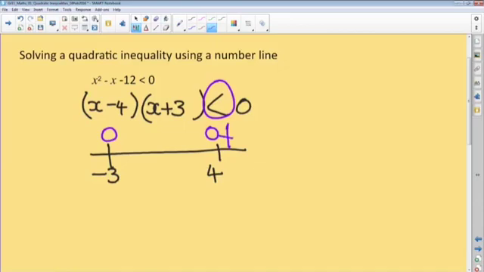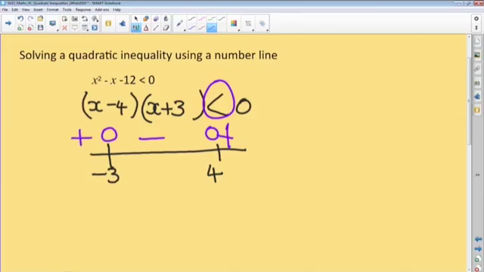Now, in the middle, I'm taking numbers between minus 3 and 4, and a random number, if I take a 0, right? So that will be 0 minus 4, 0 plus 3, I get minus 4 times 3, which is negative 12. And the sign of that answer, it's a minus, right? And then this side of negative 3, I take numbers less than minus 3, which, for instance, I take minus 4. I'll have minus 4 minus 4, which is negative 8, minus 4 plus 3, it's negative 1. Then negative 8 times negative 1, I get a positive 8. So the answer is a plus.